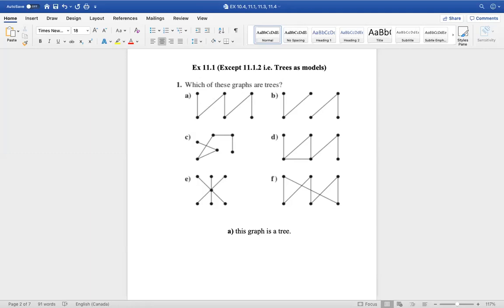Let's take, for example, part B as a counter example. For part B, if we have to make this graph into a tree, we won't be able to do so because there is no connection between this node and this node. So we won't be able to represent this sort of graph as a tree. Therefore, this graph is not a tree.